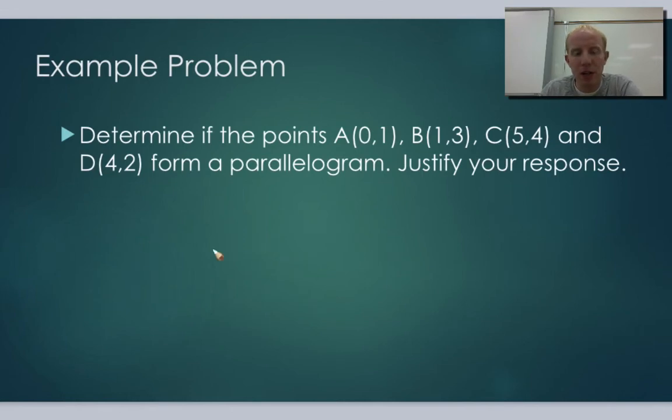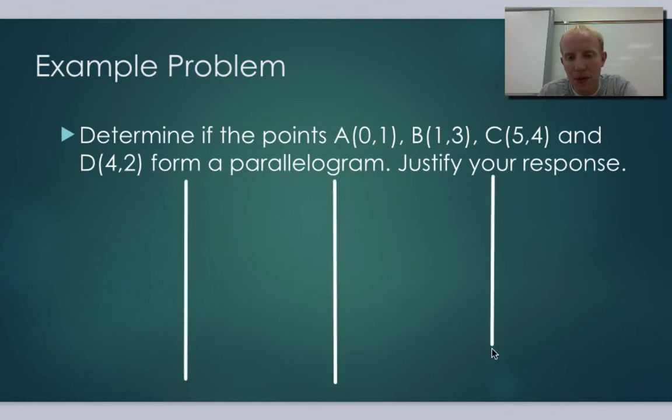So we're trying to determine if the points (0, 1), (1, 3), (5, 4), and (4, 2) form a parallelogram. You can think of the parallelogram in the previous picture. We're trying to see if those sides are parallel. So in this case we actually need 4 different slopes, one for each side. I'll try and write small so we can fit it all on this page. So we'll do A to B, B to C, C to D, and D back to A.